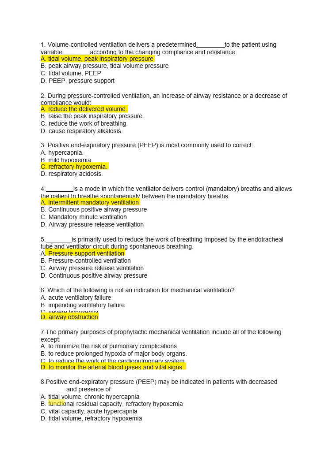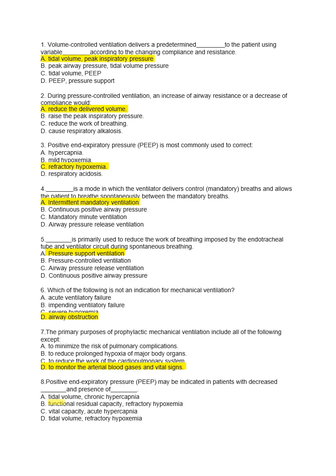So, coming to the second question, during pressure control ventilation, an increase of airway resistance or a decrease of compliance would. So the options are reduce delivered volume, raise the peak inspiratory pressure, reduce the work of breathing, and cause respiratory alkalosis. So the answer is during pressure control ventilation, an increase of airway resistance or a decrease of compliance would reduce the delivered volume. So as already known, in pressure control ventilation, we'll be setting a pressure. So based on the pressure, the tidal volume delivered will be varying.